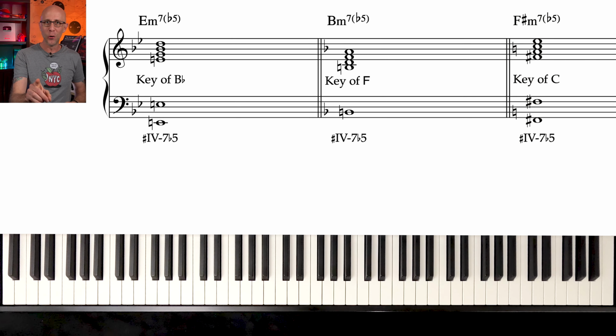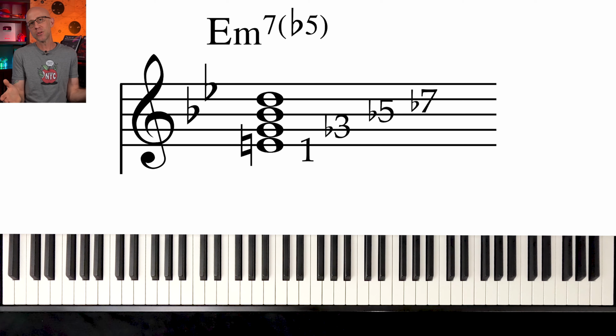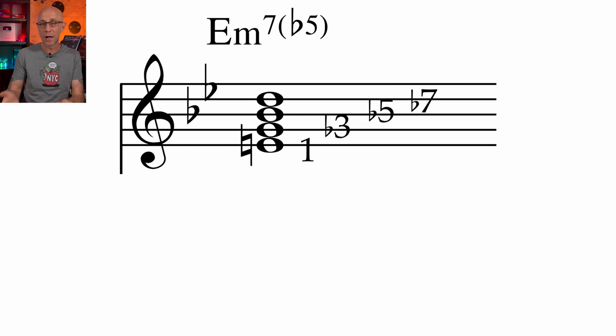Now, do you know all of your minor 7 flat 5 chords? The minor 7 flat 5 is not an easy chord to play. It's the least known chord among most musicians. Remember, a minor 7 flat 5 is a minor 7 chord with a flat 5. It's also known as a half diminished chord. But in jazz, we don't talk about half diminished chords. We call them minor 7 flat 5 chords.